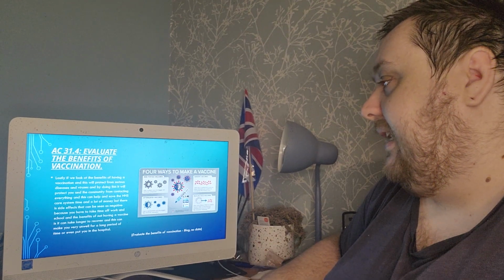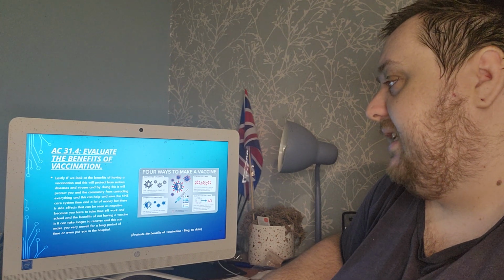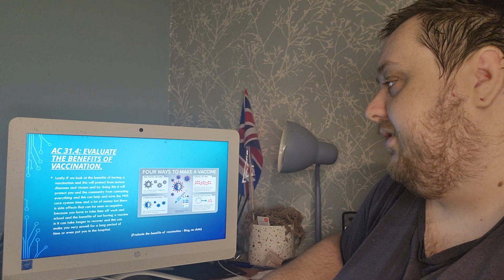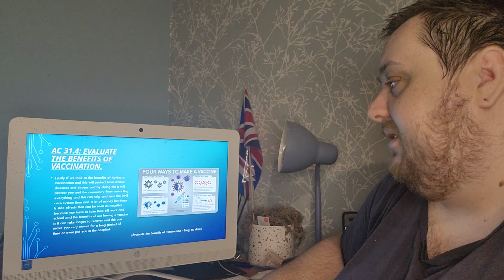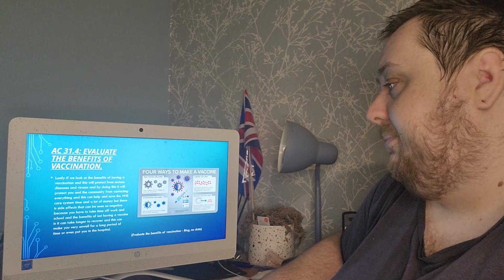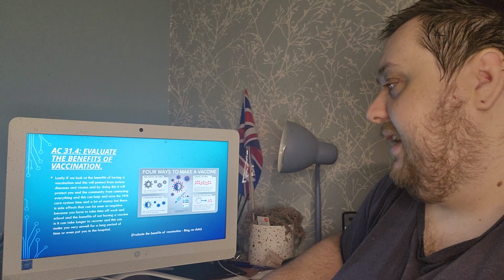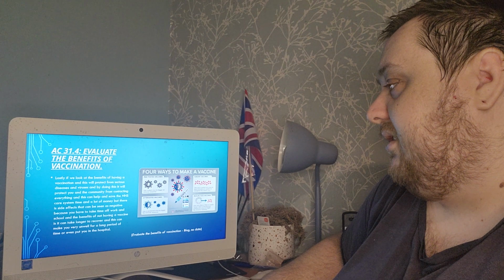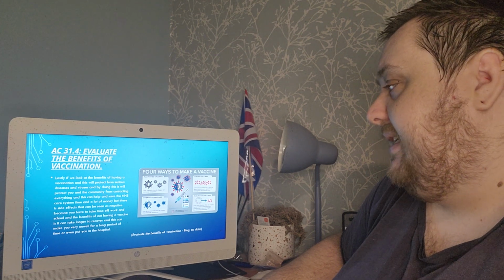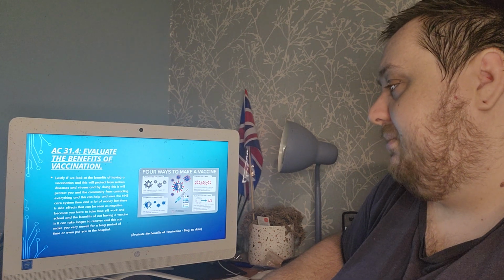Lastly, if we look at the benefits of having a vaccination, this will protect from serious diseases and viruses, and by doing this, it will protect you and the community from contracting everything, and this can help and save the NHS care system time and money.